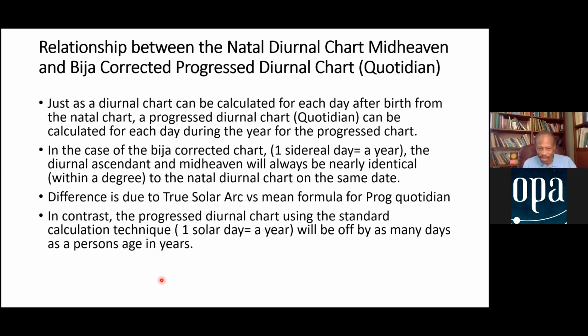In contrast, the progress diurnal chart using the standard calculation technique, one solar day equal year, will be off by as many days as a person's age in years.